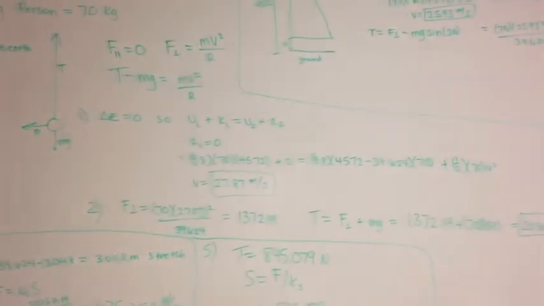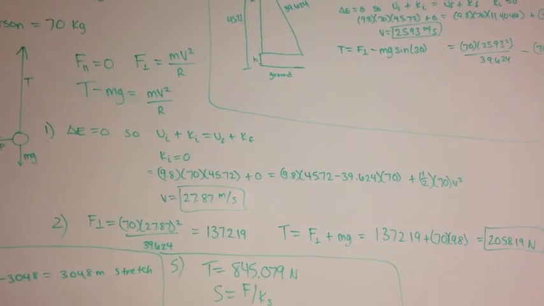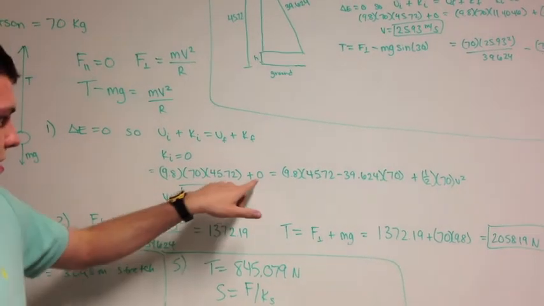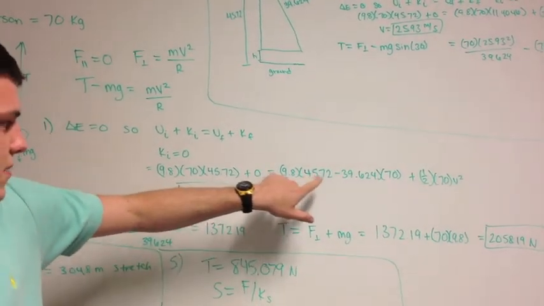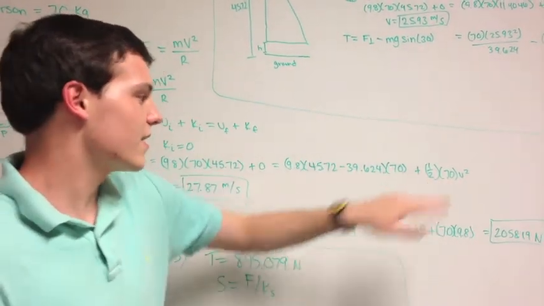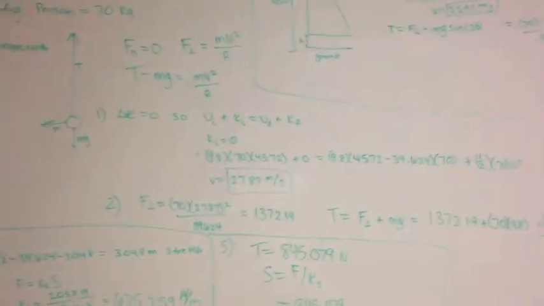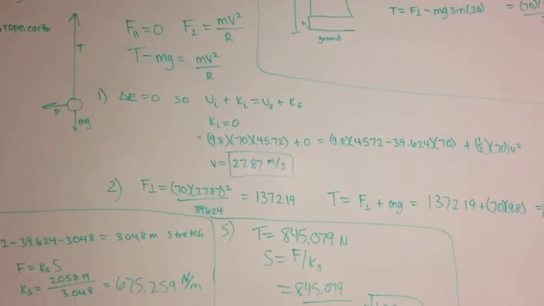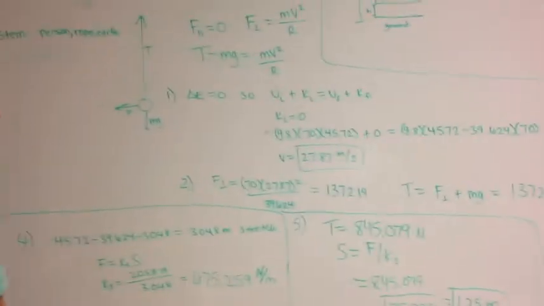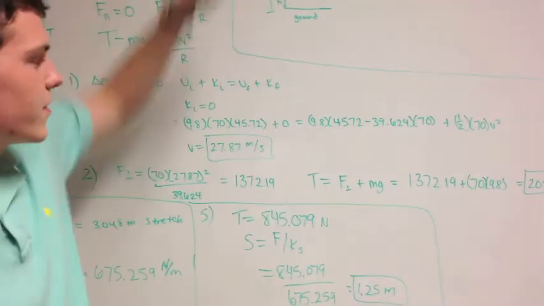And we can set Ki to 0 because you're not moving at the very top of the swing. So here we have initial potential energy, mgh plus 0 kinetic energy equals mgh final plus K final. And we solve that for V, and we get 27.87 meters per second. In this problem, we're treating the rope as an ideal rope where there's no stretch. So for this height, we just took the height from the rock minus the length of the rope.